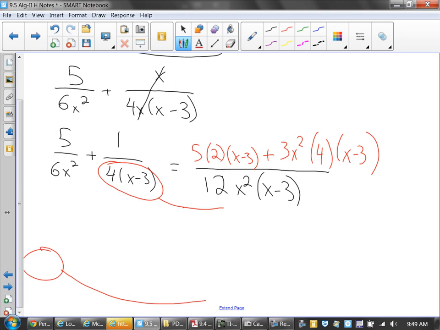It's ugly looking, isn't it? Why do you have the 4 times x minus 3? Oh, I don't need the x minus 3. Thank you. I didn't realize I'd look at that. Okay.